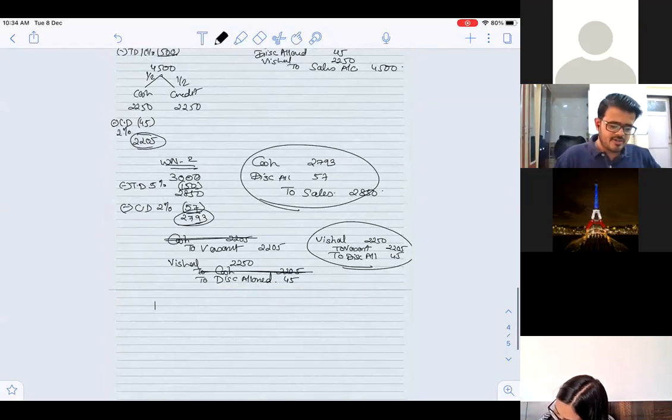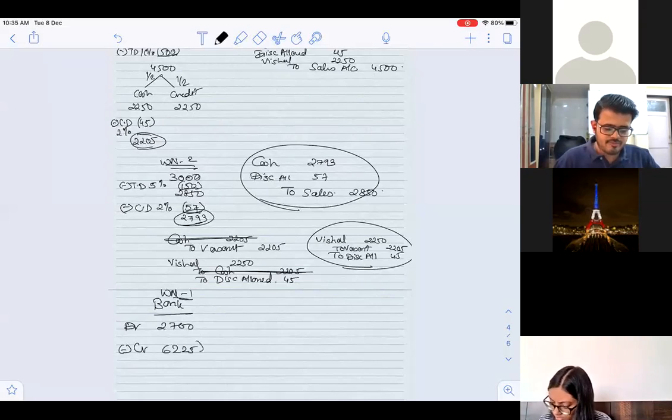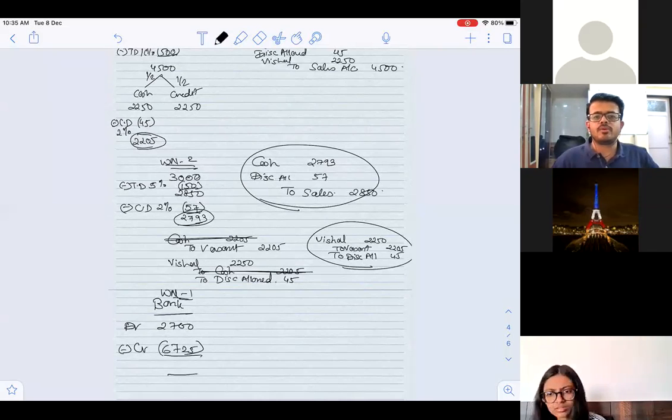Get the debit minus credit of bank. मेक अ वर्किंग नोट. What is the debit side of bank? 2700. Debit is 2700. The credit is greater. 6725 is the credit total of bank. All of you are getting? Bank, bank, not cash. Debit minus credit of bank.